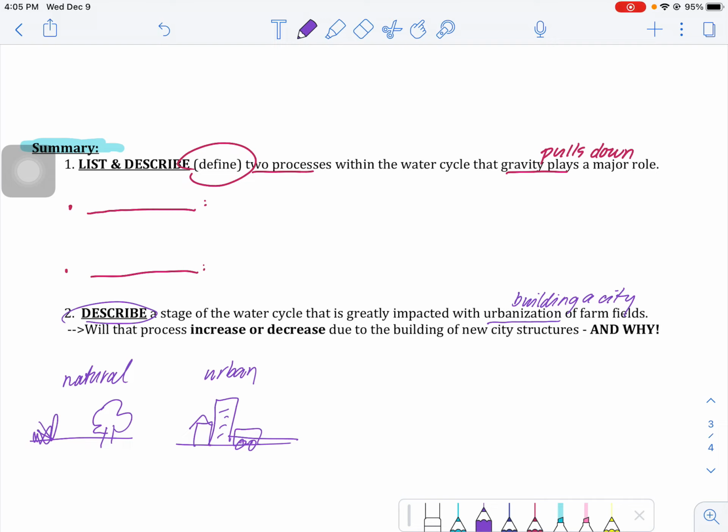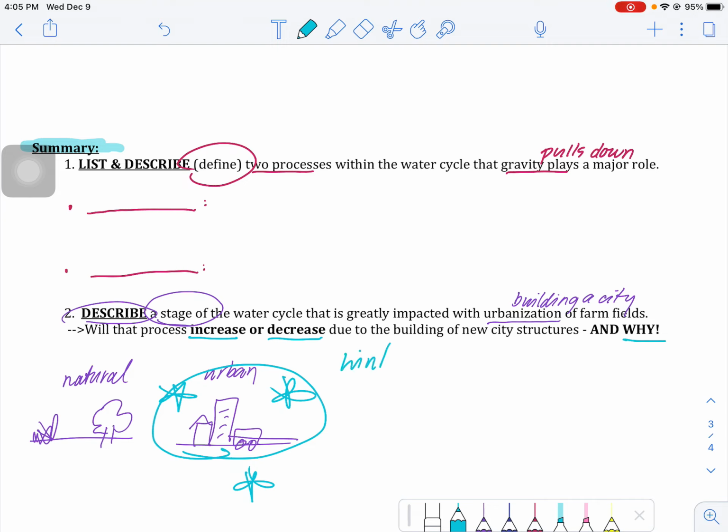Okay, think about what stage of the water cycle is going to be impacted then if our environment looks more like this. And is that process going to be increasing or decreasing because of those new structures, and why? So your hint is kind of thinking about that human impact data. Looking right back at that table, you should be able to pick one of those three that was on that diagram.